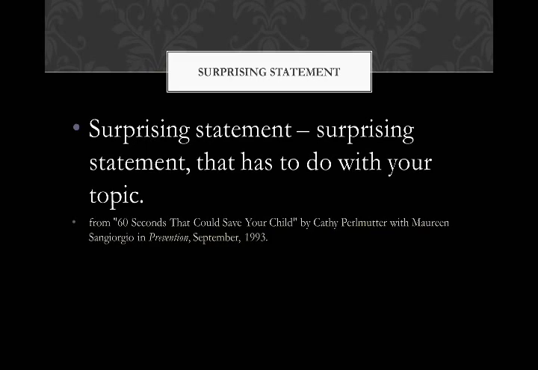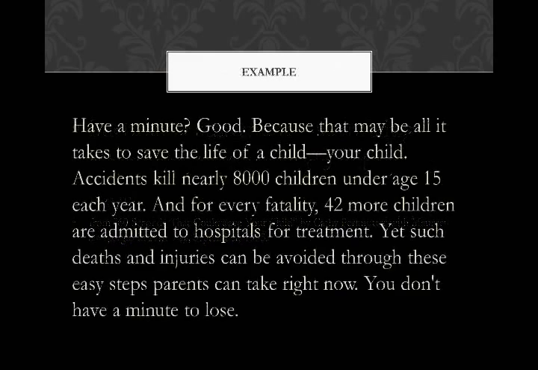This is from an article, 60 Seconds Could Save Your Child, and it was an article about preventing deadly accidents for children. Here's just the intro to that, and it provides a surprising statement. It says, have a minute? Good, because that may be all it takes to save the life of a child, your child. Accidents kill nearly 8,000 children under age 15 each year, and for every fatality, 42 more children are admitted to hospitals for treatment. Yet such deaths and injuries can be avoided through these easy steps parents can take right now. You don't have a minute to lose. So this introduction gives us a surprising statement.